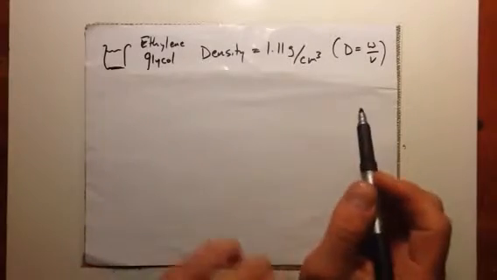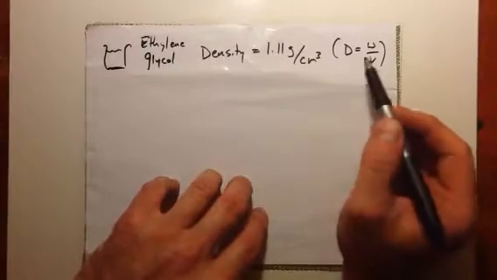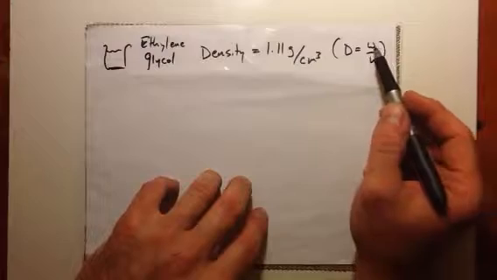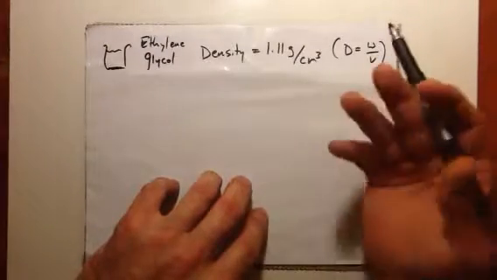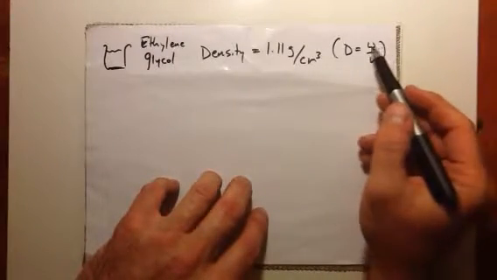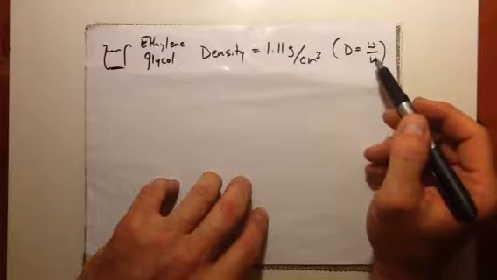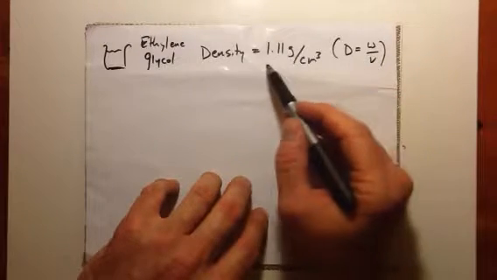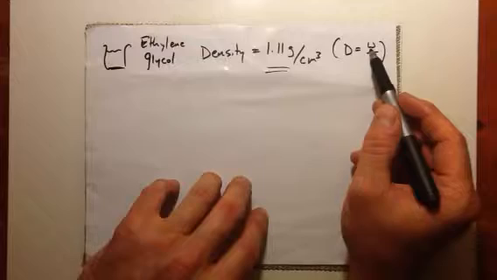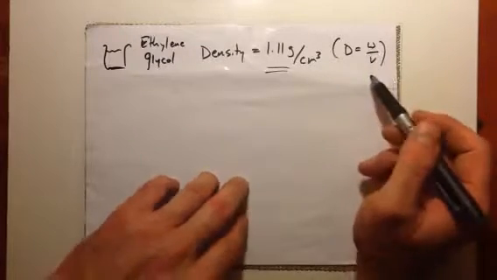This is just a short video to show how you can use density being equal to weight over volume in a lot of different ways. Not just taking a weight and dividing it by a volume, but using a density value that's given to determine W or V, weight or volume.